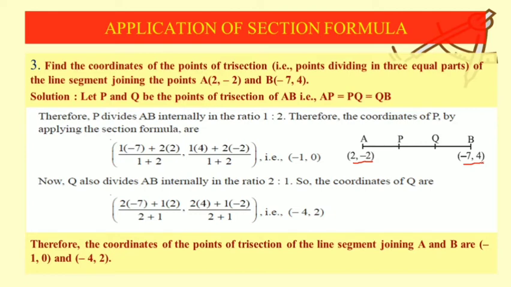Now points of trisection. Trisection means the points which divide our line segment into 3 equal parts. So we have taken 2 points on this line, suppose P and Q, and these 2 points are dividing this line into 3 equal parts. The first part is AP, the second part is PQ, and the third part is QB. Now we have to find the coordinates for P and Q.